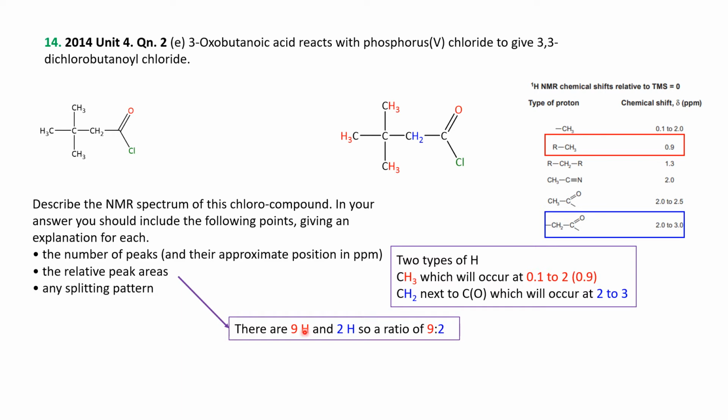Relative peak areas, that's easy, 9 to 2: you've got 9 of the red ones, 2 of the blue ones. And any splitting pattern? Well, splitting is due to hydrogens on the carbon bonded to the carbon on which the hydrogens of interest reside. In other words, you're looking at hydrogens on adjacent carbons. If we look at all the red ones here, their carbon is bonded to a carbon that has no protons on it, and the CH2 bonds to 2 carbons that have no protons on them, so there will be no splitting pattern at all.